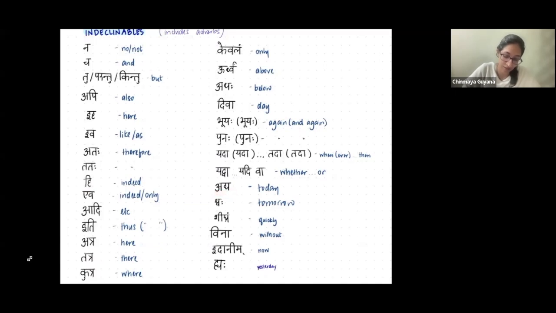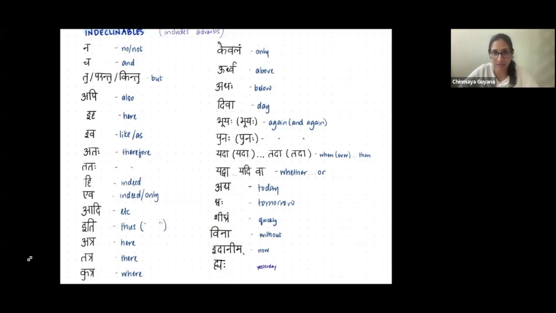Yadva, and then it comes with tadva. So whether and or. You'll see these in a phrase together, right? Yada and then tada. Yadva, tadva. Like that. They come in pairs. Adya means today. Shvaha means tomorrow. Shighram means quickly. Vina means without. Idanim means now. And hyah means yesterday.